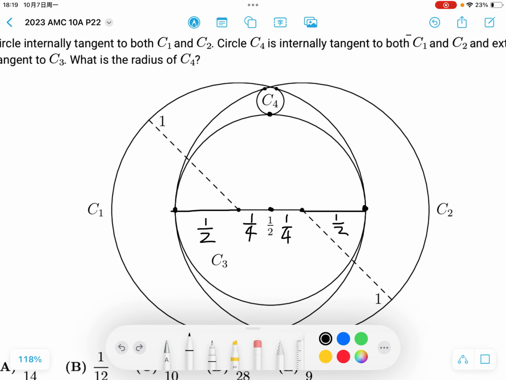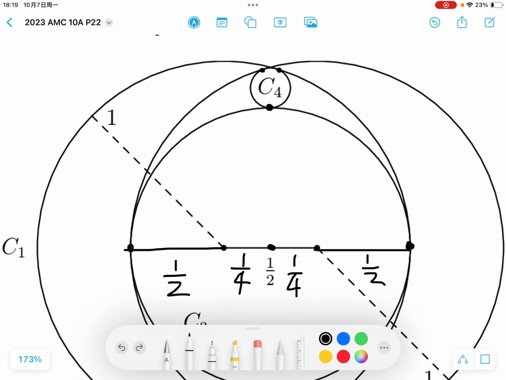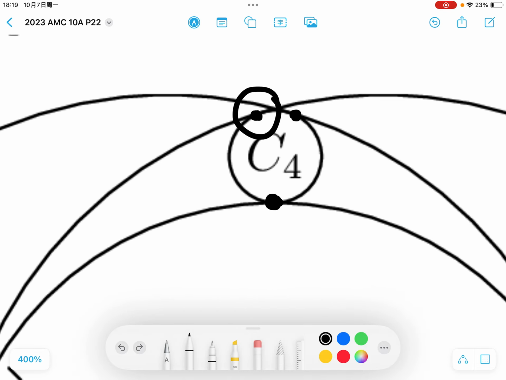Okay, so the reason many people get this problem wrong is not because they don't know how to solve it. They have all the methods, they're doing the right things. It's just that we find the wrong tangent point over here, because it looks very much like there's only one tangent point right here, which is how I got it wrong the first time. But in reality, there's actually two tangent points here.